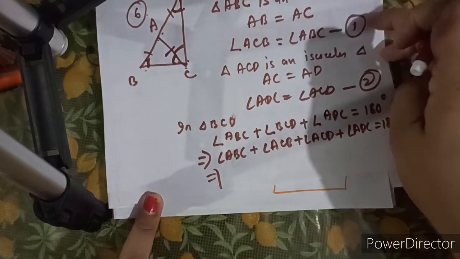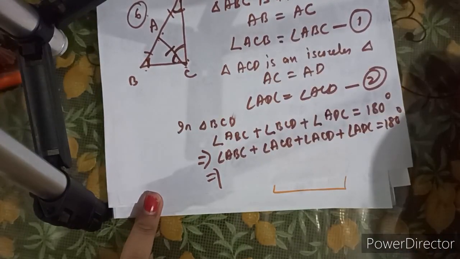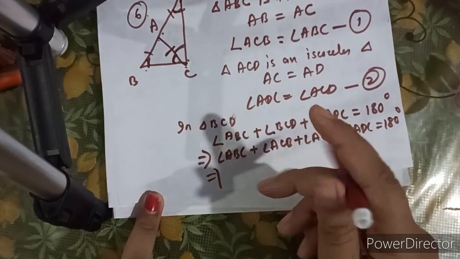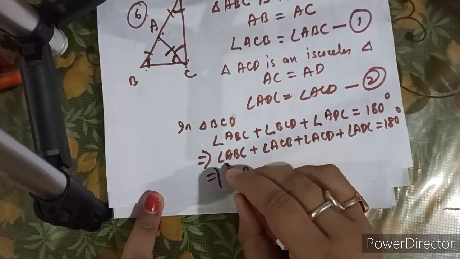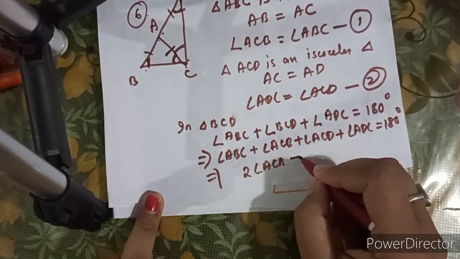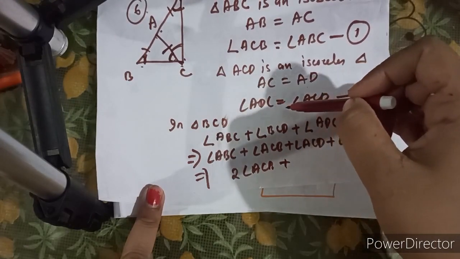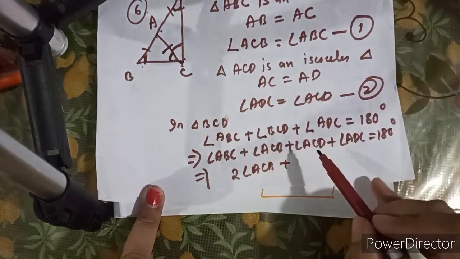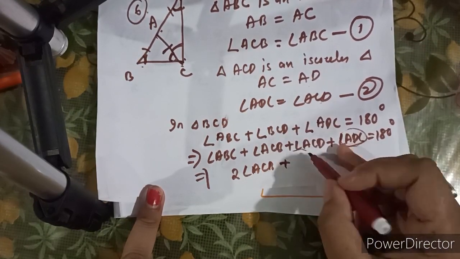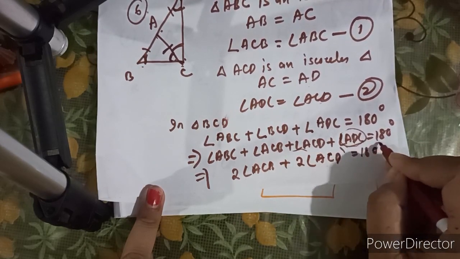Okay, so from equation 1, what you can see is these two angles are equal, isn't it? So in place of ABC I can write what? ACB. So how many ACB will be there now? 2 ACB, isn't it? And now from equation number 2, your ADC and ACD, both the angles are equal. So ACD I am keeping as it is. In place of ADC I can write what? ACD. So how many ACD will be there? 2 ACD angle equal to 180 degrees.